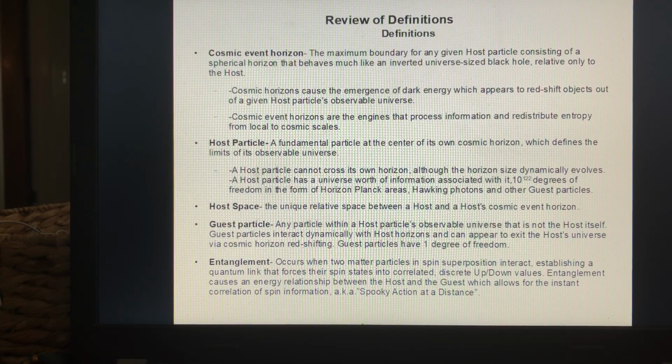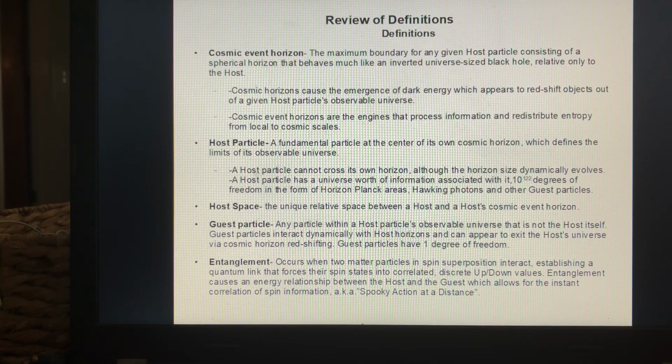A host space is the unique relative space between a host and a host cosmic event horizon. A guest particle is any particle within a host particle's observable universe that is not the host itself. Guest particles interact dynamically with host horizons and can appear to exit the host universe via cosmic horizon redshifting. Guest particles have 1 degree of freedom.